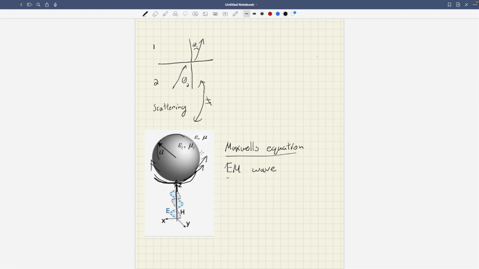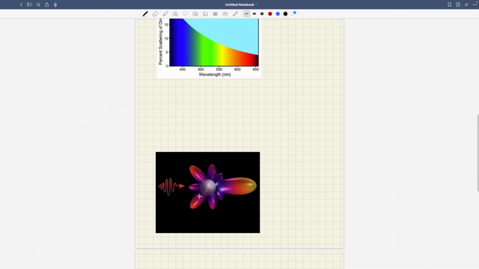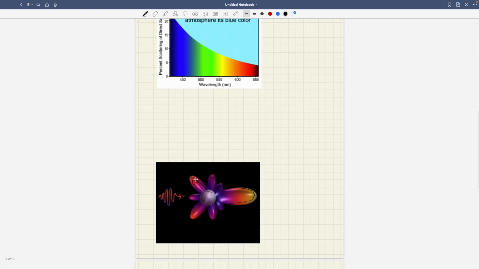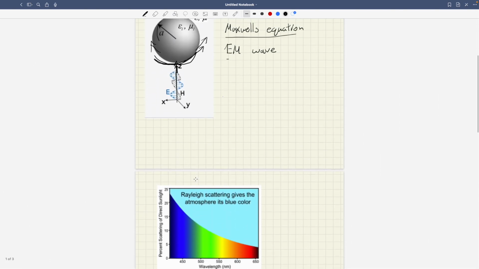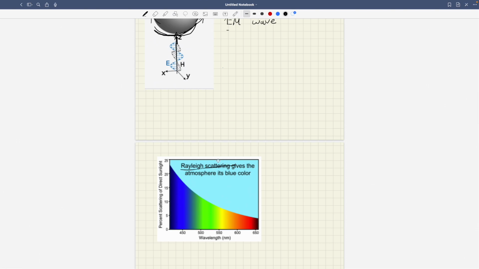actually scattered. Now, if we look at this, we can see when light encounters a ball, it actually scatters in some very interesting and almost beautiful shapes. And this is what we call Rayleigh scattering and MIE scattering. Now, what's the difference between Rayleigh scattering and MIE scattering?